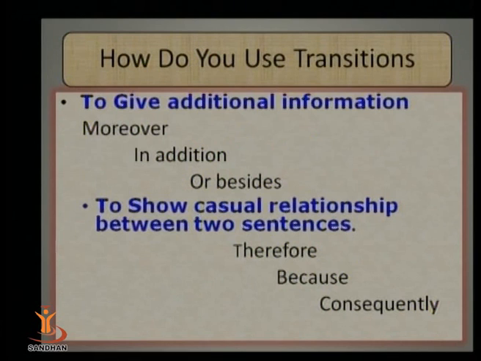How to use transitions? Just for an example, to give additional information, you could use words like moreover, in addition, in addition to, or besides. To show a causal relationship between two sentences, we can use transition words like therefore, because, consequently, etc.